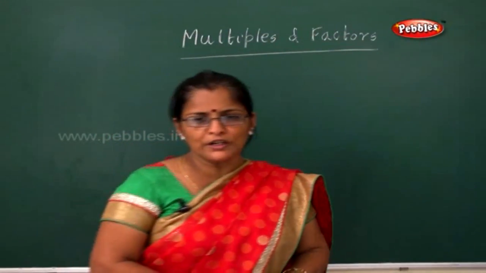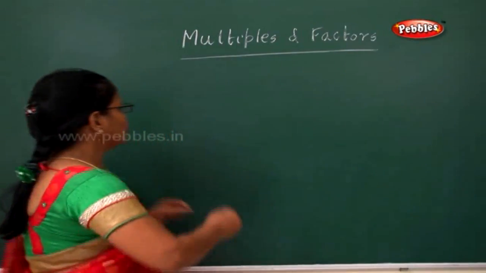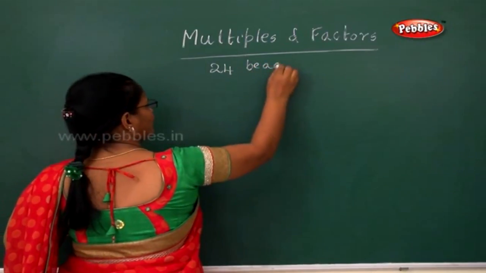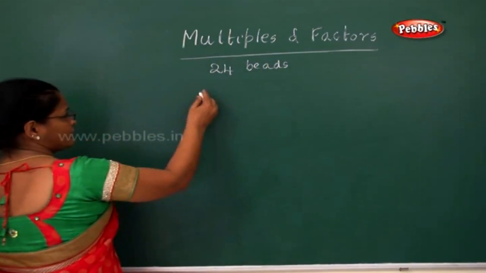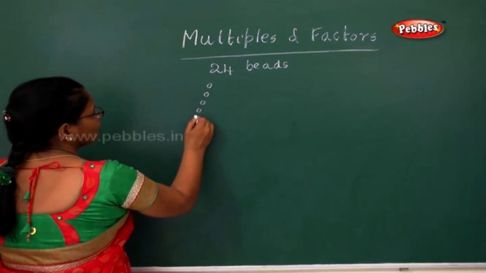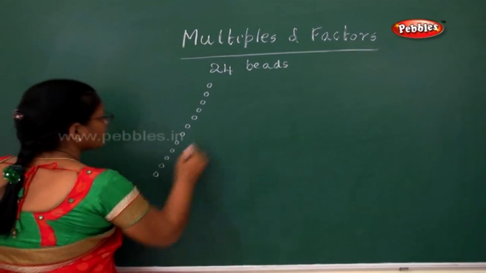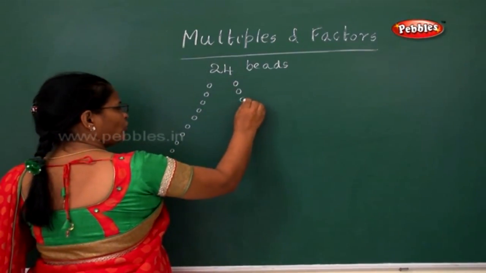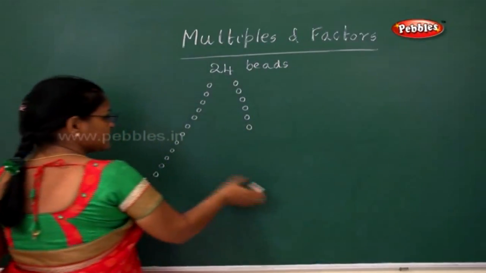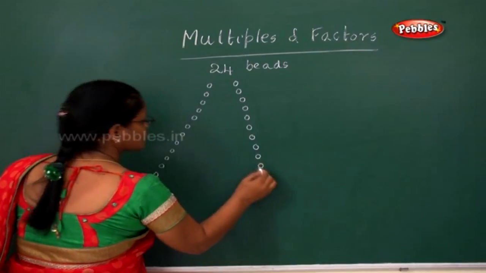See, the last one in this chapter is a small activity given in your book. What you have to do is take 24 beads, or anything you can take. Now you can divide them in all possible ways and write it down. The last resulting number should be 0, and write what are the ways you can divide.